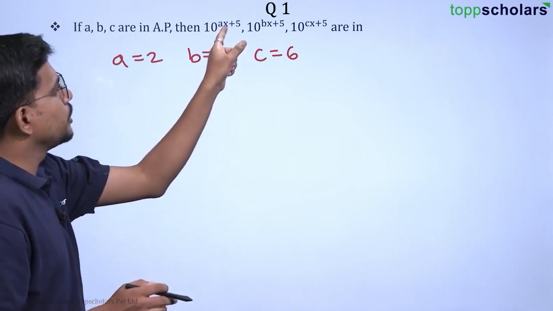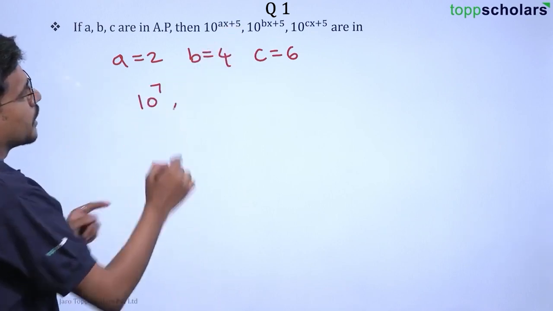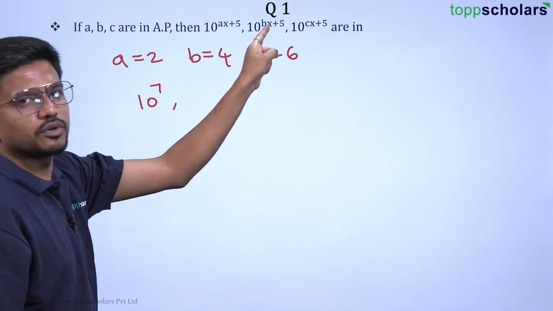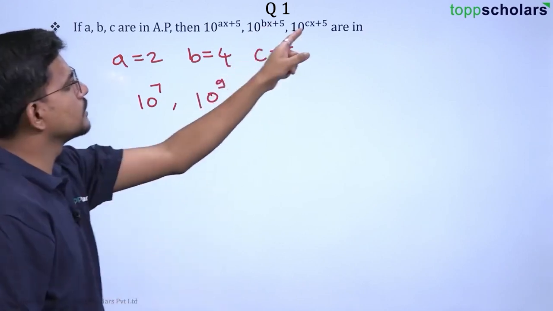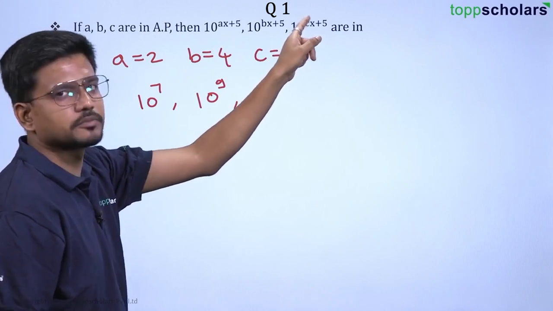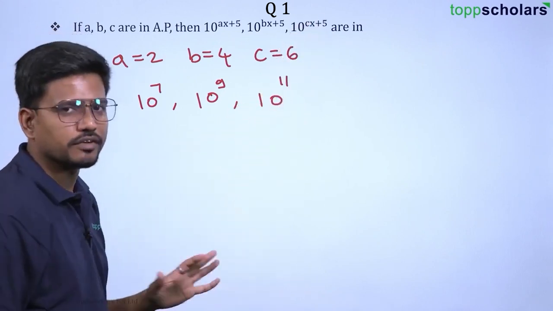So 2 into 1 is 2, 2 plus 5 is 7, so 10 raised to 7. And again 4 into 1 is 4, 4 plus 5 is 9, 10 raised to 9. And then for C, 6 into 1 is 6, 6 plus 5 is 11. You could have taken any value of x, it would have sufficed.